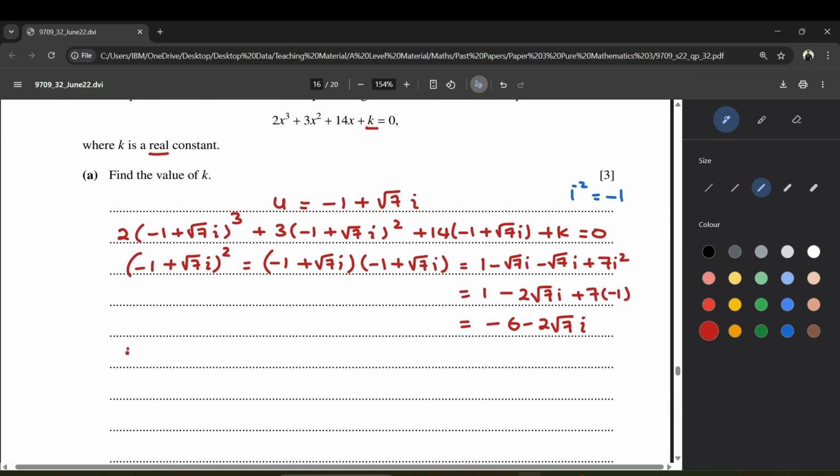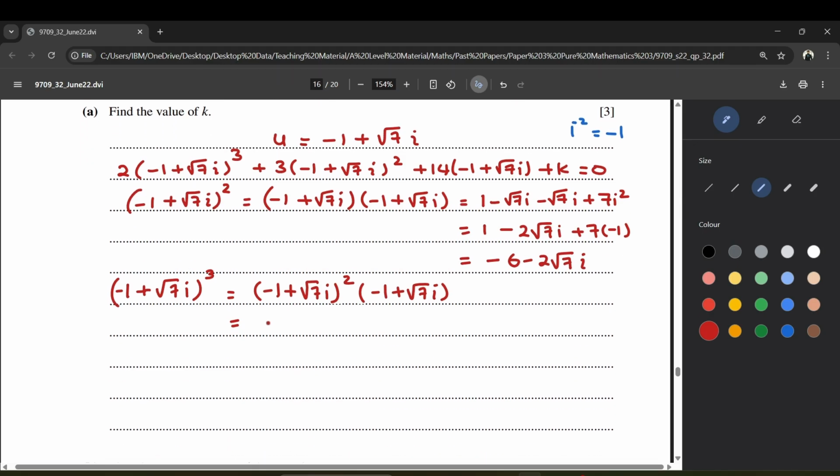All right. Now if I need to work out the cube of minus 1 plus root 7i, that basically means the square of u multiplied by u. We already worked out the square, which is this one. So minus 6 minus 2 root 7i whole squared. Oh, sorry, not whole squared.